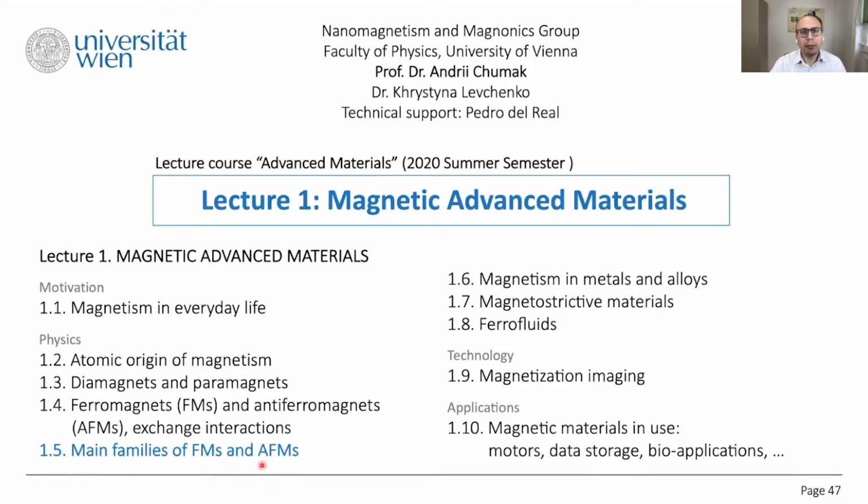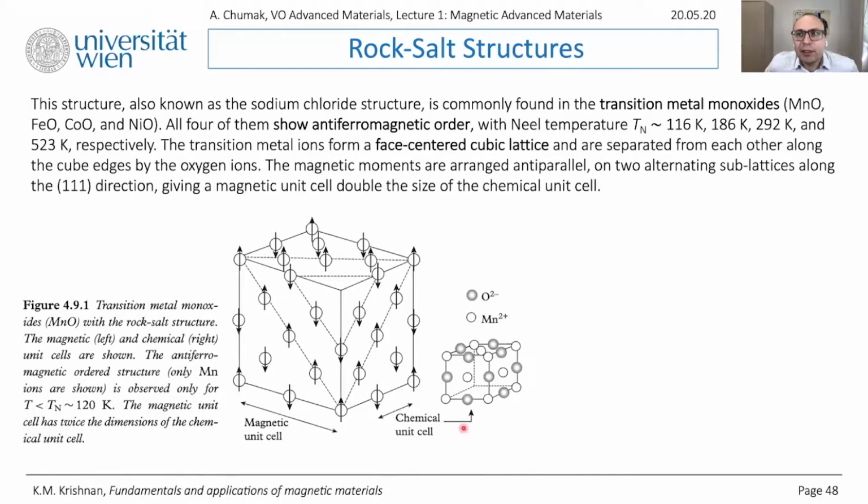So today we are going to speak about rock salt structures, ferrites, garnets, perovskites, and a bit about barium hexaferrites. There are 5 classes which we'll discuss today, and I should warn you that all of them are insulators. So these are not metals. There are no free electrons, and we can use the Heisenberg model, which we discussed in the previous lecture, to describe magnetization.